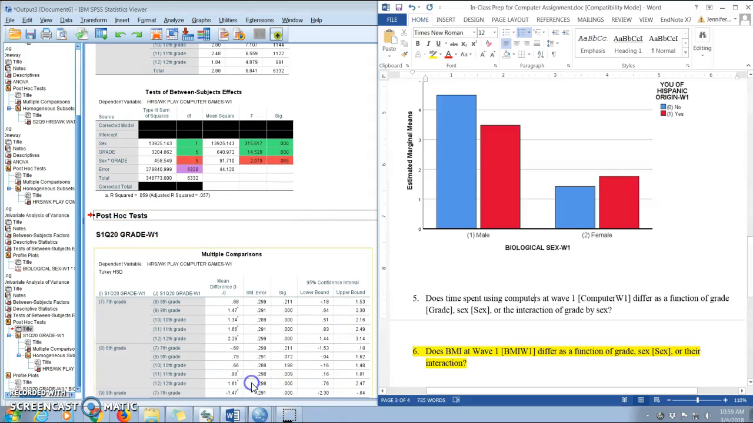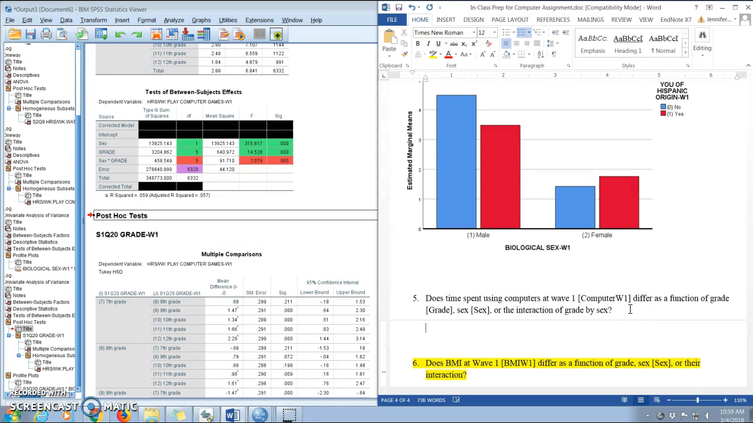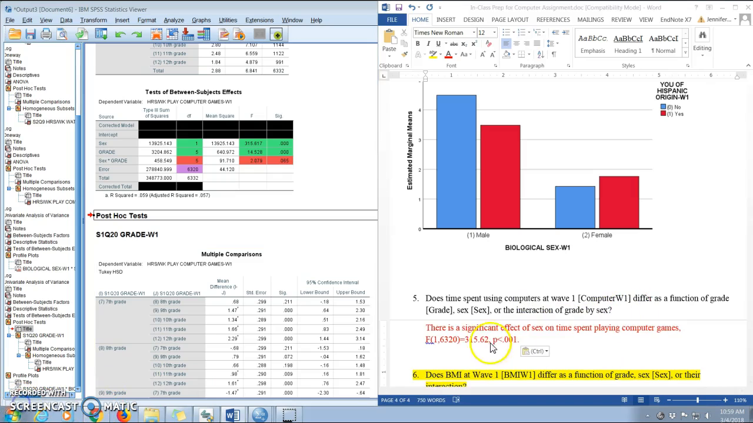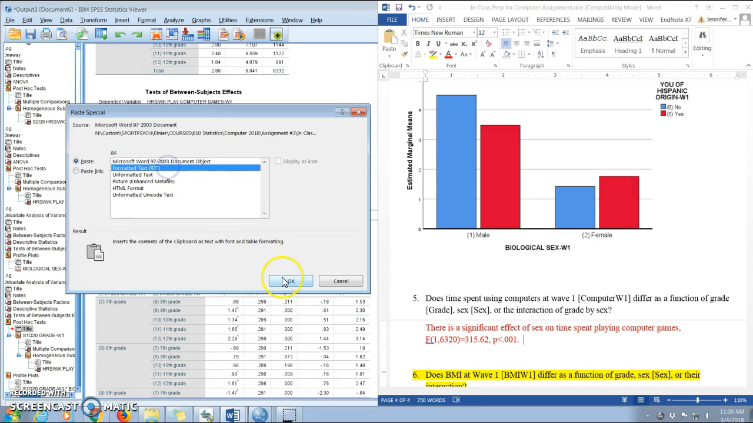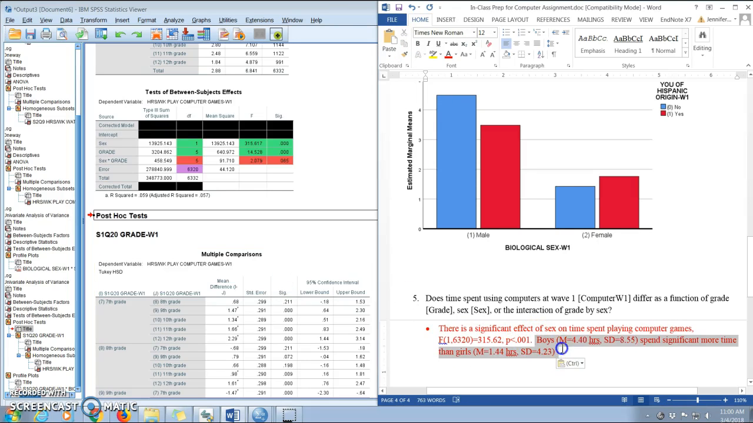All right, so now when we come over here, we're going to write out our answers for our main effects and then for our interaction. So here's our first sentence for the main effect for sex. There is a significant effect of sex on time spent playing computer games. F with 1 and 6320 degrees of freedom equals 315.62, P less than 0.01. Now since it's significant, the next thing we need to do is to write a sentence that explains how the means go. What's different from what? And so let me just put in the sentence here that I've already typed so I don't waste your time looking at it. So we're going to say that boys spend significantly more time than girls playing computer games.